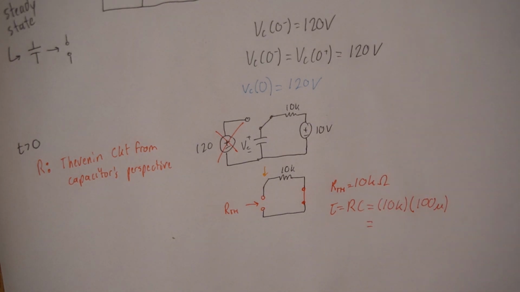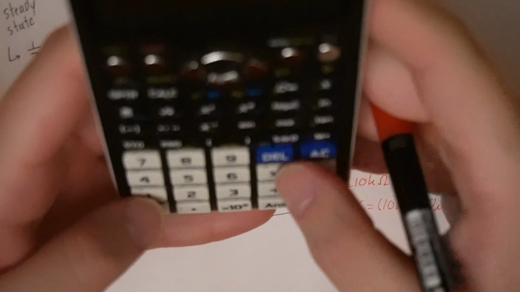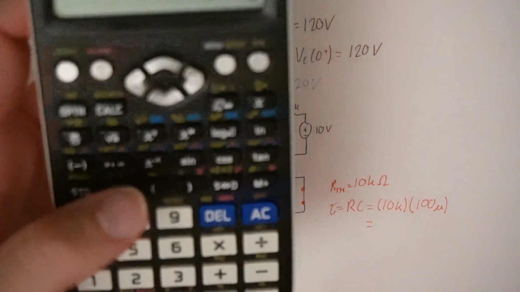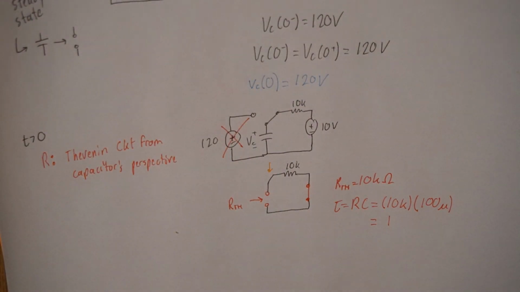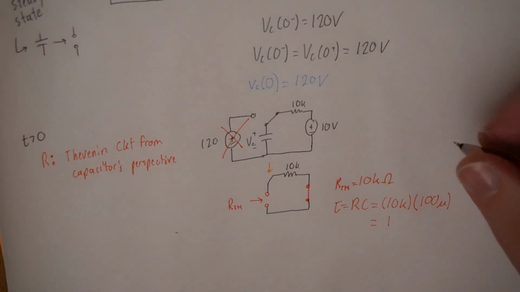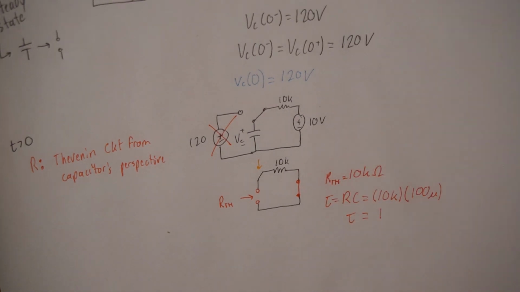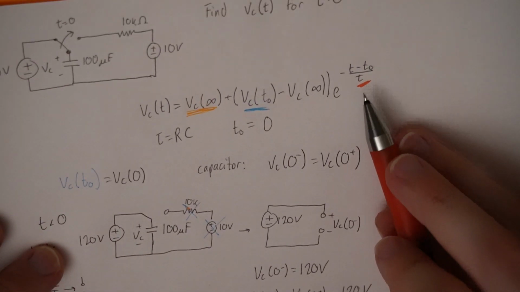And to calculate this, I'm going to use my calculator. 10 times 10 to the 3, that is 100 times 10 to the minus 6. Showing you what you should put in there. And this will equal 1. Oh, that's actually quite convenient. I came up with the numbers just off the top of my head. So tau is 1. So that's another part of the big equation that we determined.